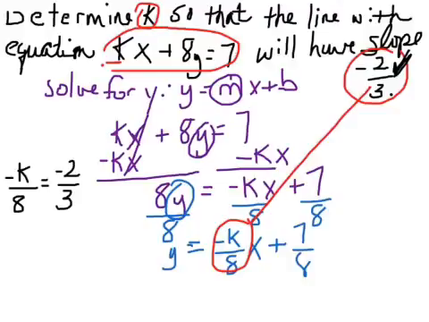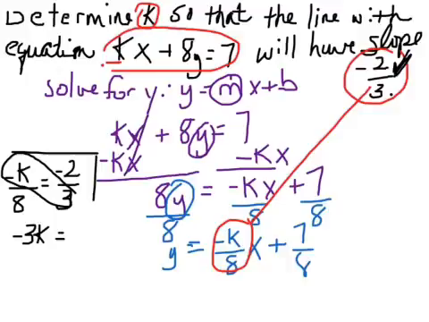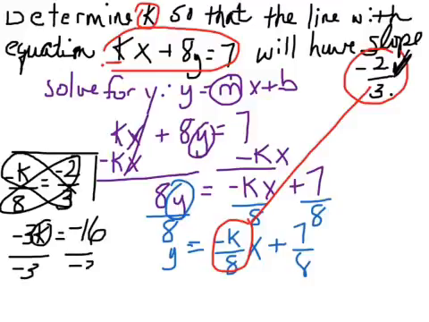Now, if you look at what I've got going on here, I've got a proportion. I could cross multiply and solve this really easily. Negative k times 3 would be negative 3k. And then 8 times negative 2 would be negative 16. So if I want to figure out what k is, all I've got to do now is divide both sides by negative 3. And those would cancel out, and I'd get k equal, well, a negative over a negative is a positive 16/3.